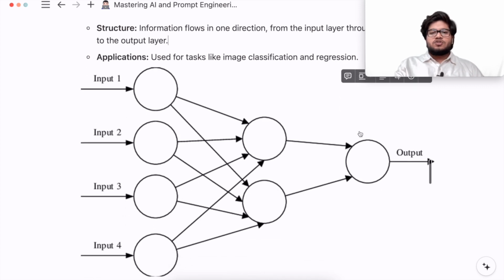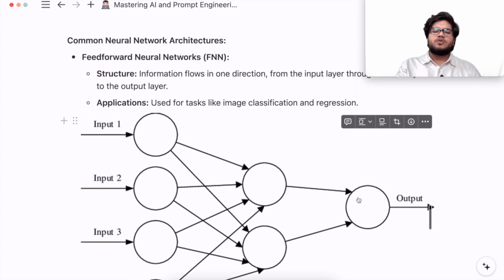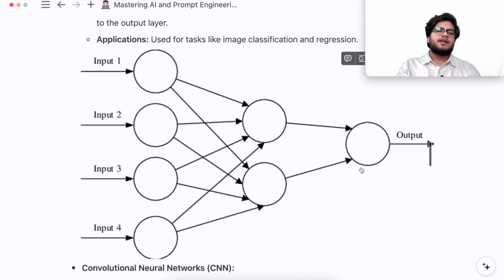You can see the structure over here. We put 4 inputs here, and this is the input layer. These are the hidden layers, and then some mathematical operation is done. The information is passed on to the next neuron, and then we get a single output. So it moves in one direction. It will not have 4 outputs. It will move in one direction.